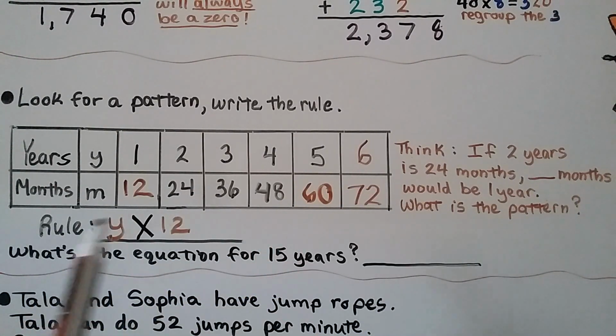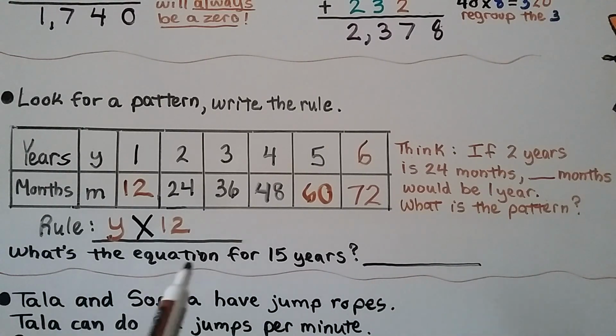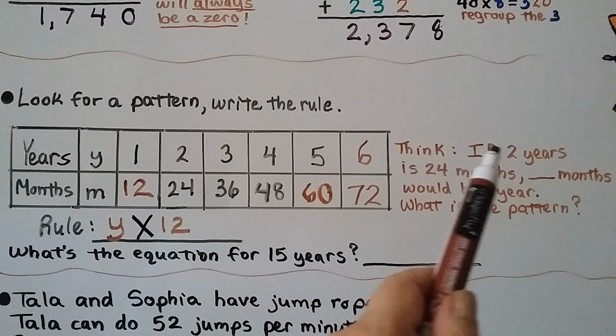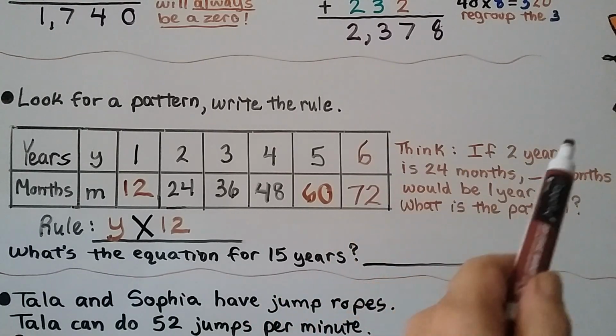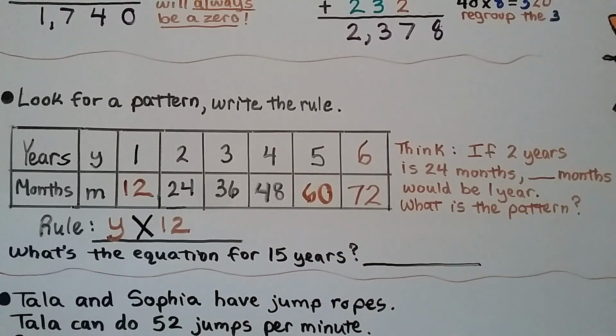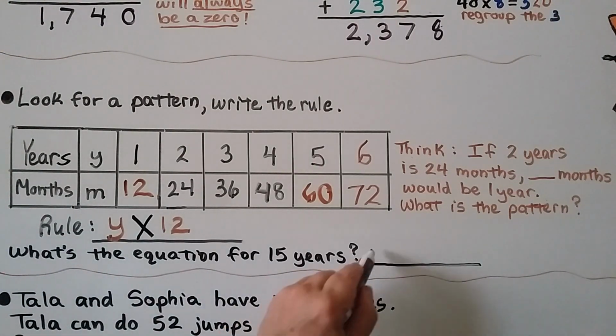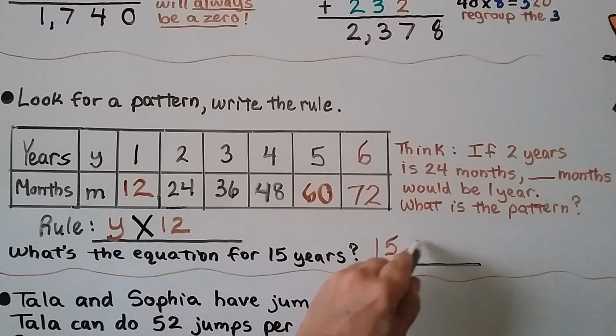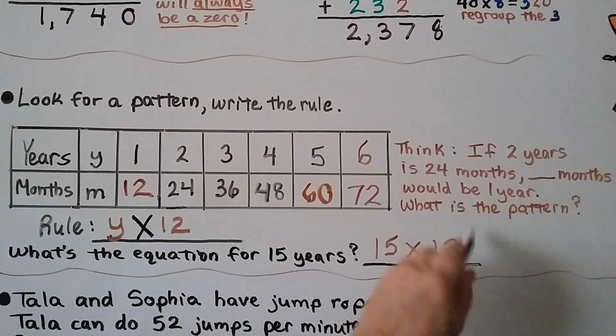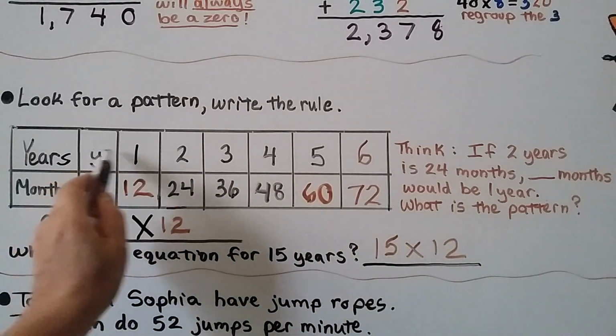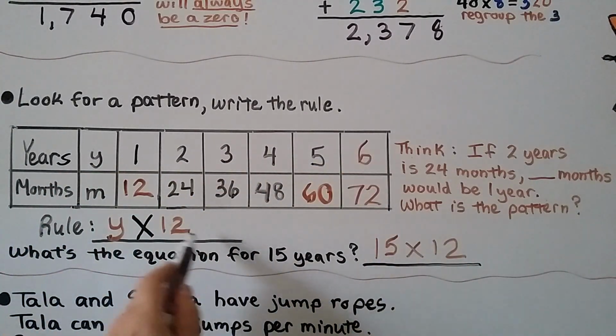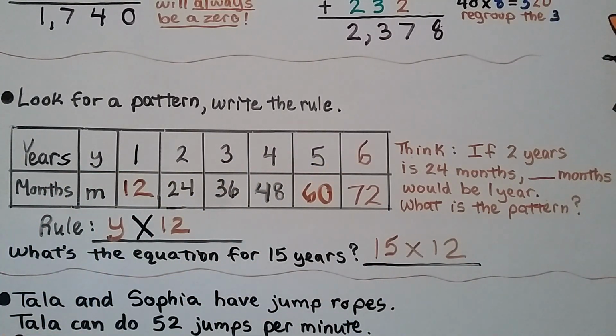So using our rule, what would be the equation for 15 years? What if this table kept going on and on and on until it said 15 years? What equation could we write? If you said 15 times 12, you're right. The 15 would be up here in this row for y, and we would multiply it times 12. We would have 15 times 12.